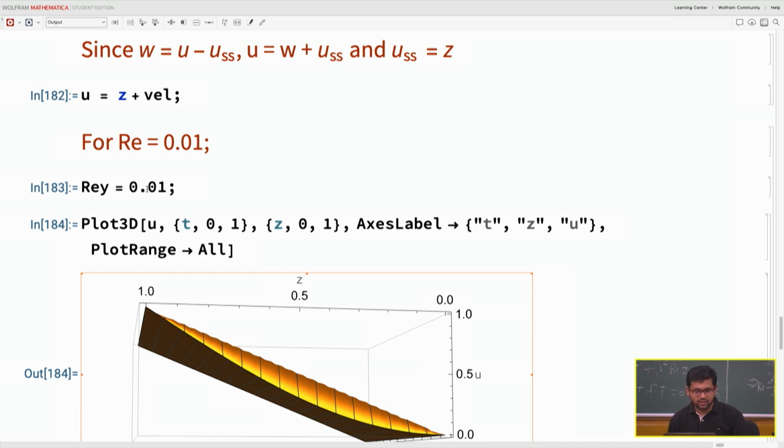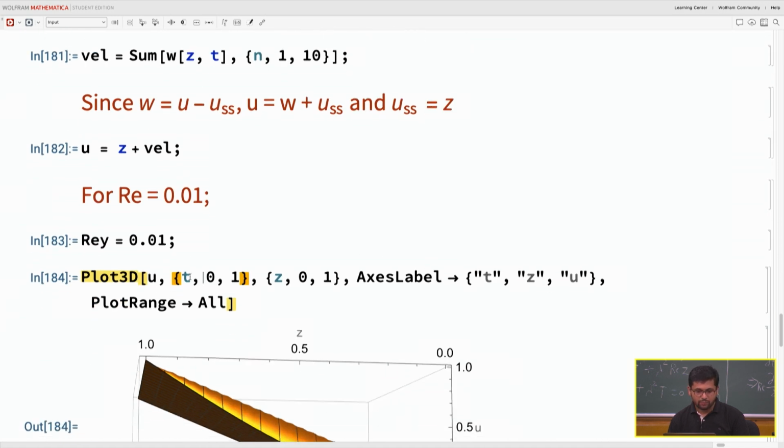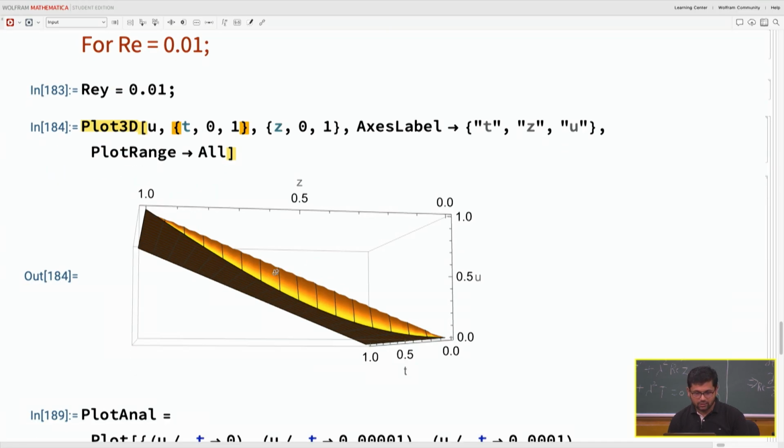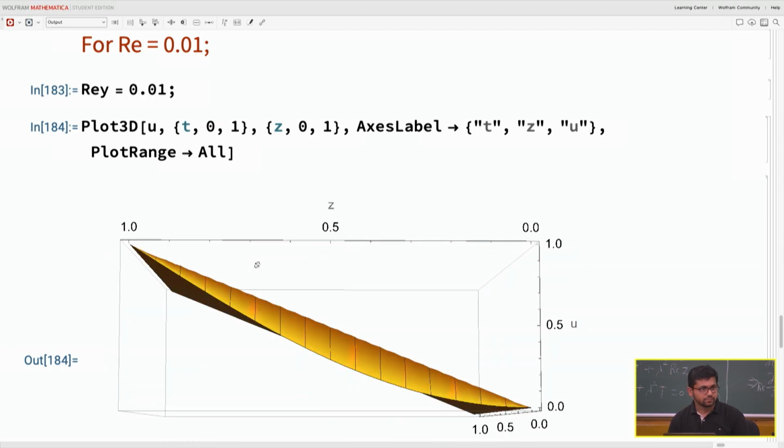In the first case I took R equal to 0.01, because that is a parameter for us, I can choose any value, and then I plotted u. We have the expression for u, u equal to z plus actual velocity, and we plotted it with respect to time and z, and you can see that this is the velocity profile which will look in 3D.